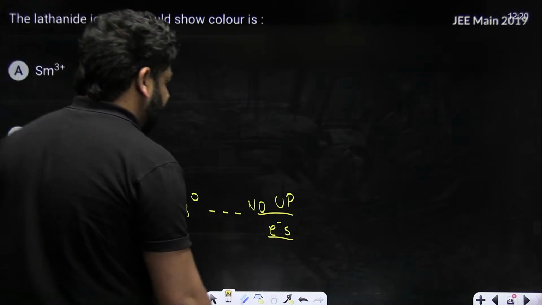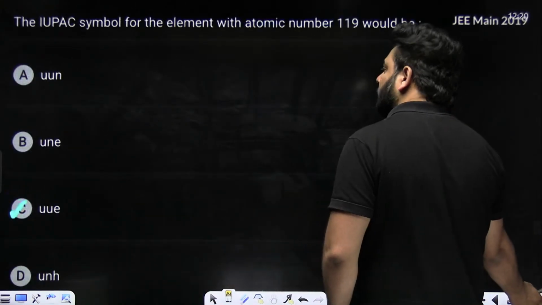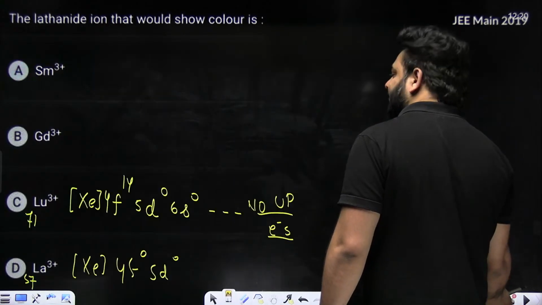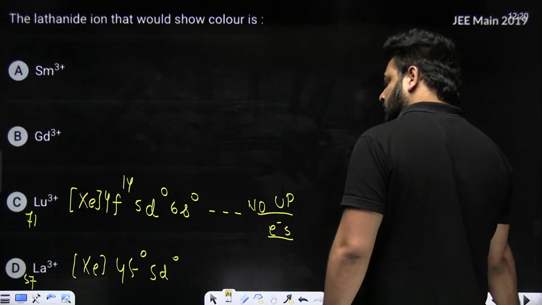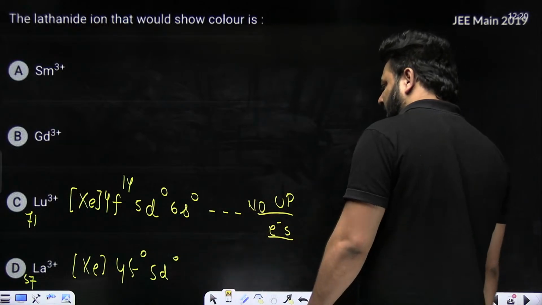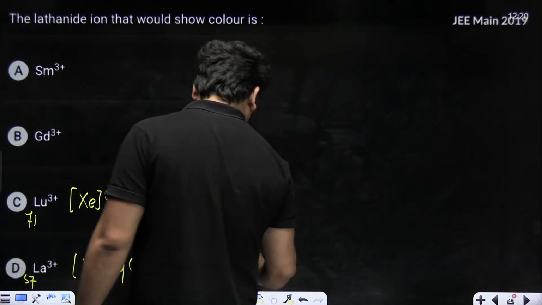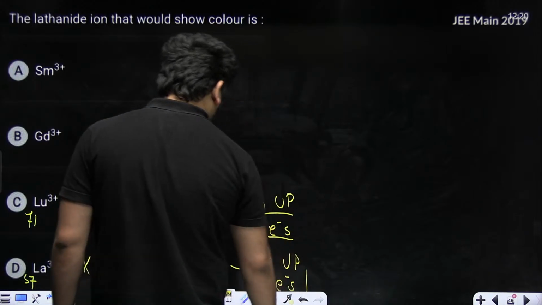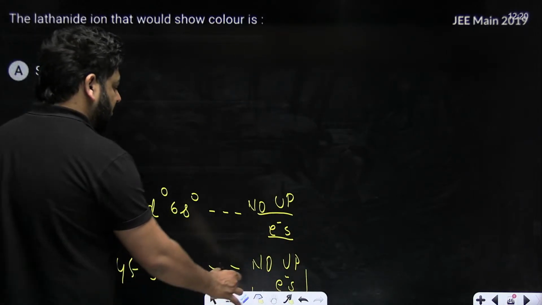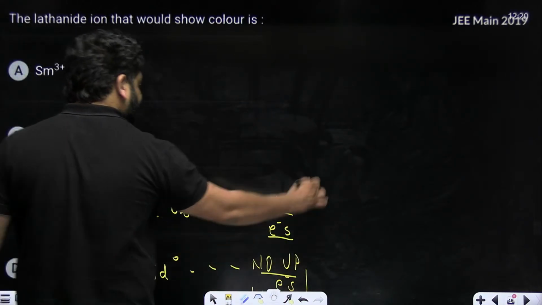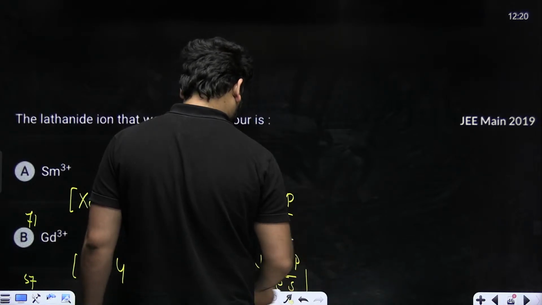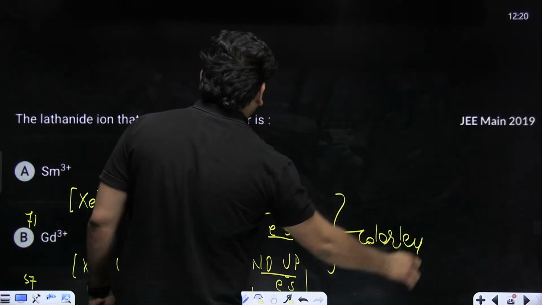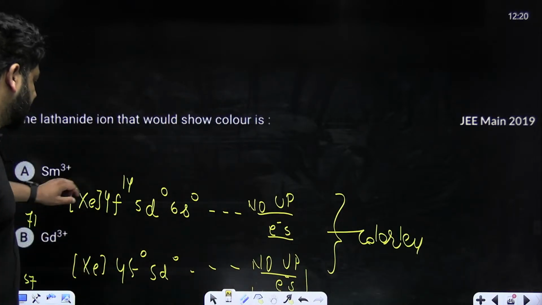So I think this is 57, and doesn't have any unpaired electron again. So there is no unpaired electron to do the dd transition or ff transition. So that's why these two are colorless.